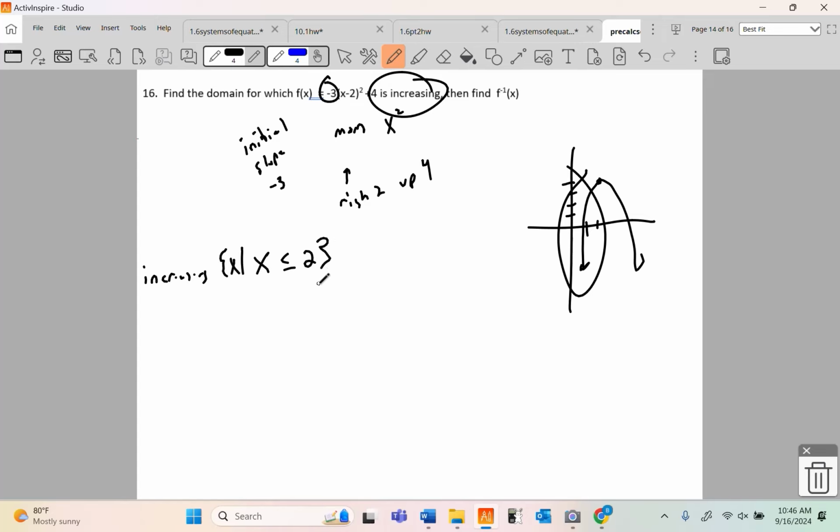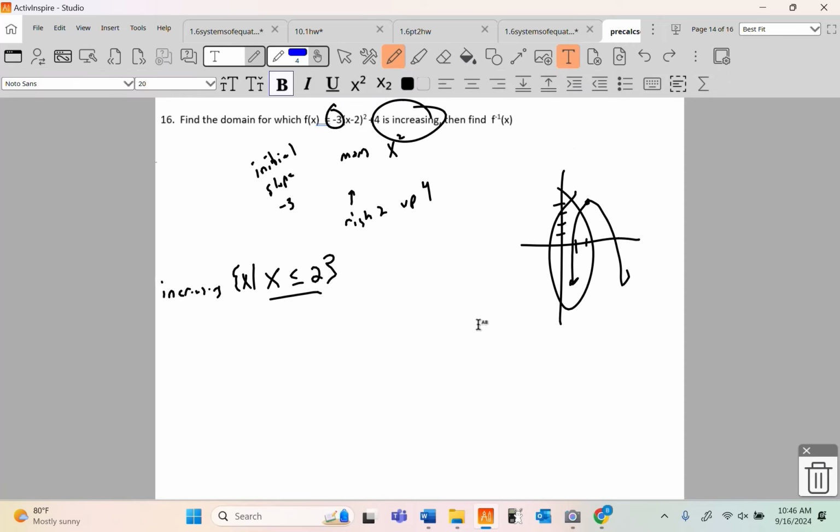All values of x such that x is less than or equal to 2. And that's the main thing I'm looking for, is that you write down somewhere the x value. And now we're going to write the inverse. If you have forgotten how to write an inverse, it's pretty simple.